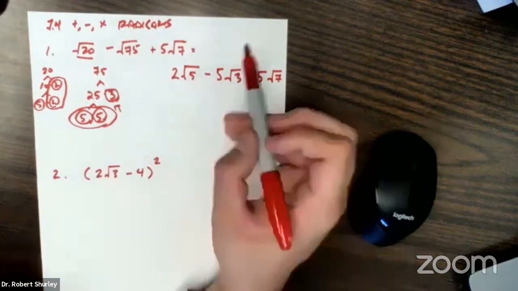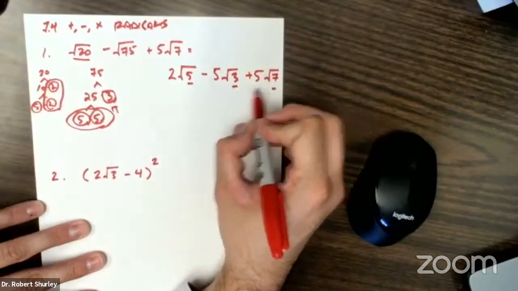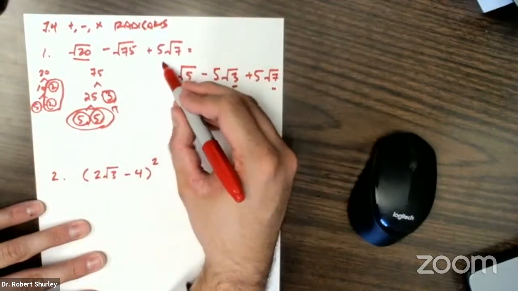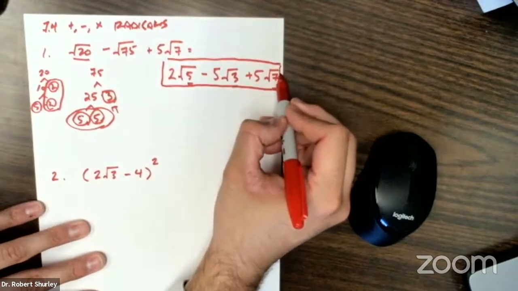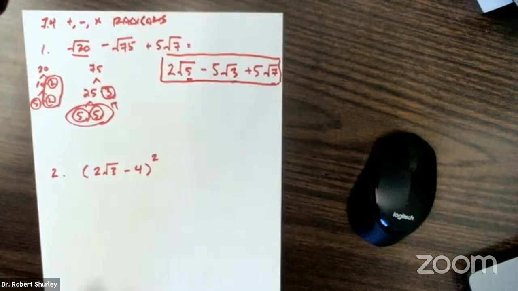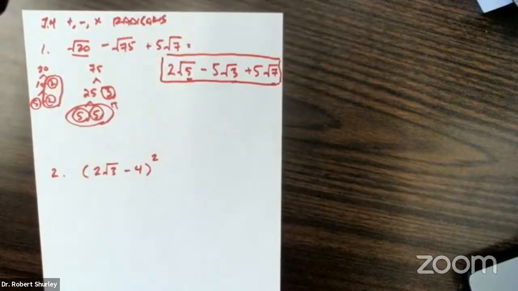No, I can't, right? Now they all have the same root, but all three have different radicands: 3, 5, and 7. I am stuck here. I cannot add those together. This would be my final answer, okay? That would be my final answer. Not a great example, but it's not a horrible one because you kind of see why.